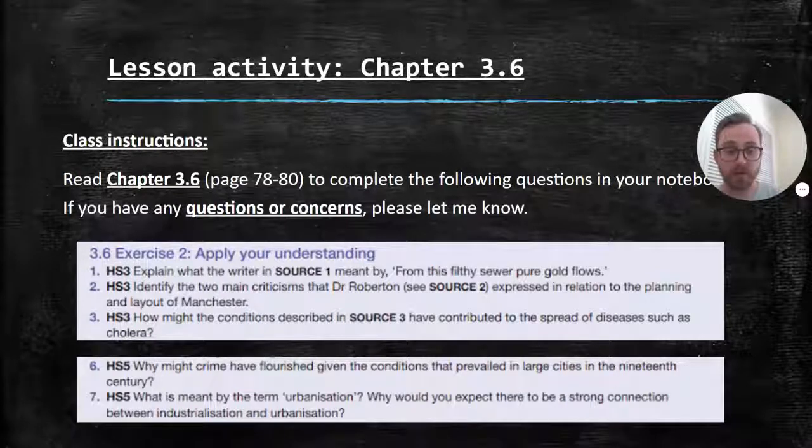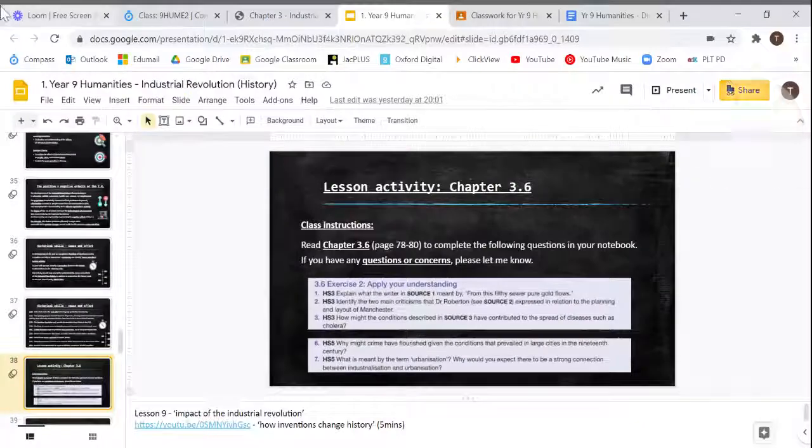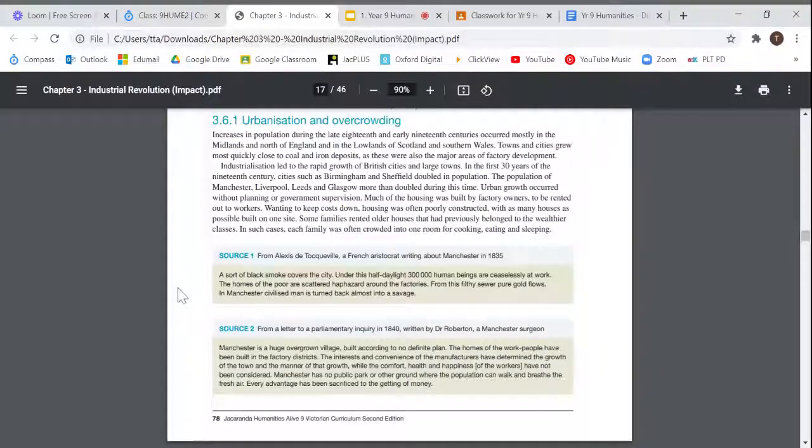Question 2. Identify the 2 main criticisms that Dr. Robertson, source 2, expressed in relation to the planning and layout of Manchester. So again, if we look in our textbook, source 2 is this quote here, and Dr. Robertson has a couple of criticisms on how the city is set up and how the, I guess, buildings and streets and public facilities have been planned out. So what are his 2 major criticisms?